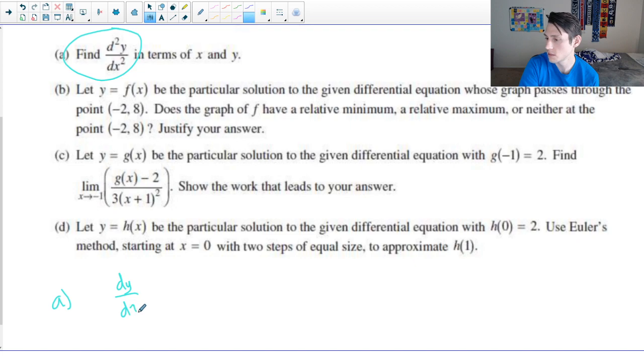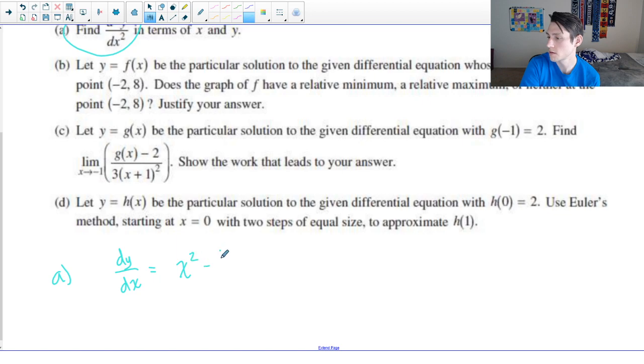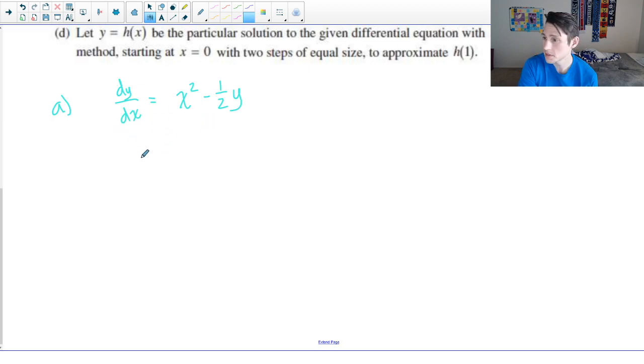So first, let me start with dy/dx, x squared minus 1/2 y. I'm having to do implicit differentiation. If I want to get to the second derivative, the derivative of the left side just becomes d squared y over dx squared. That equals, with respect to x, we can just do that one normally, 2x, minus 1/2 y, so minus 1/2, but chain rule, we need dy/dx there.